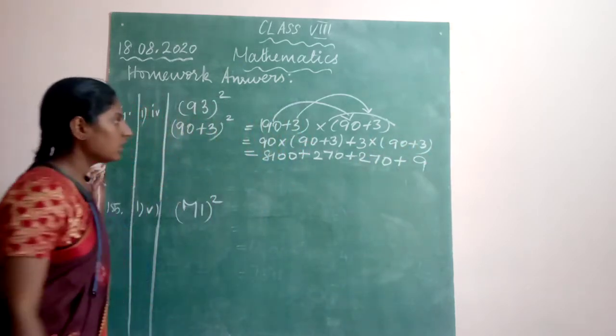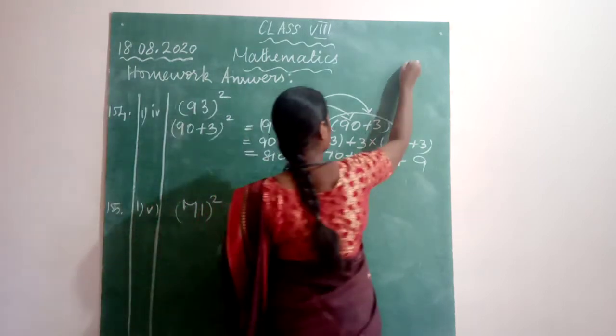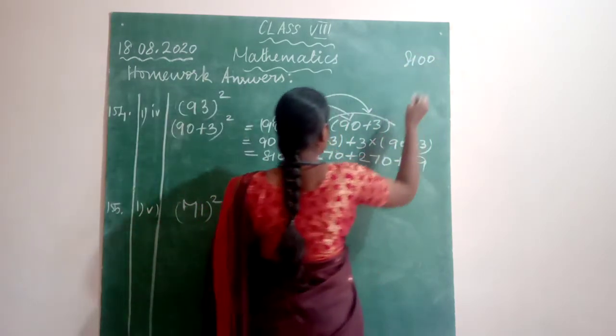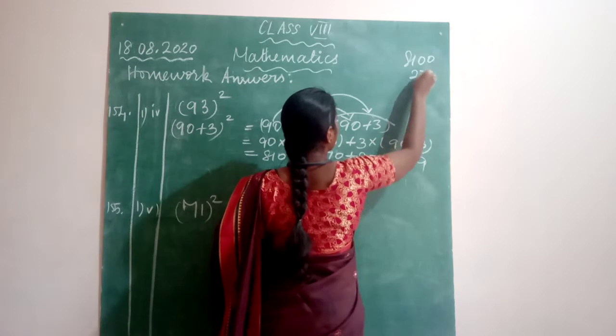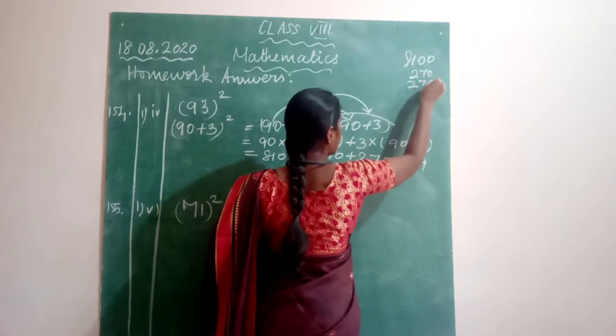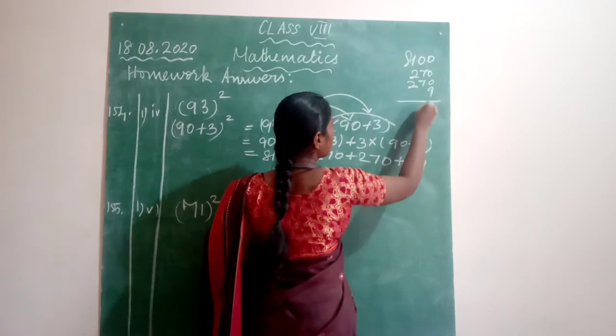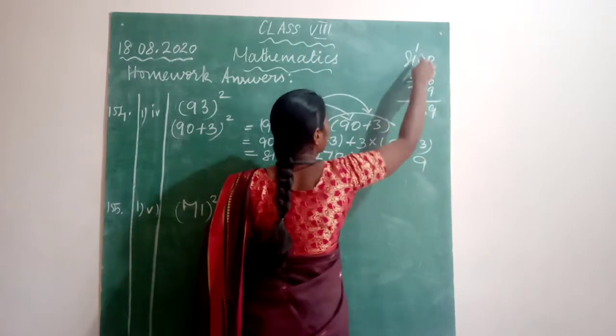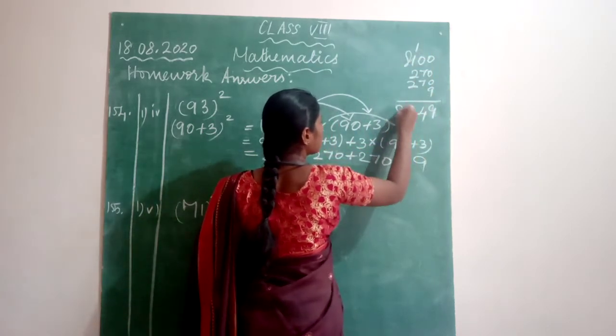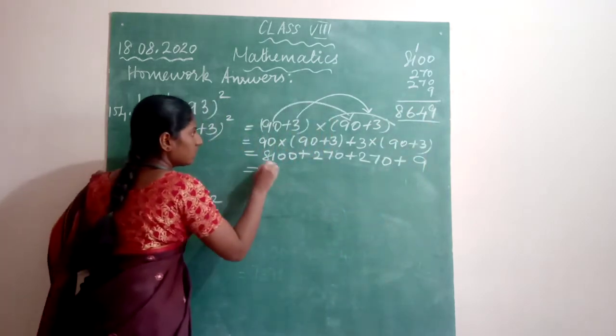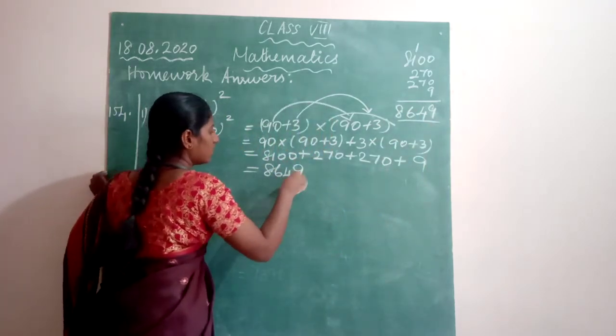Okay, now you have to add everything. So add 8100, 270, 270 and at last 9. Okay, so you have 9, 7 plus 7, 14 and 6 and 8. Okay, so the answer is 8649. Clear?